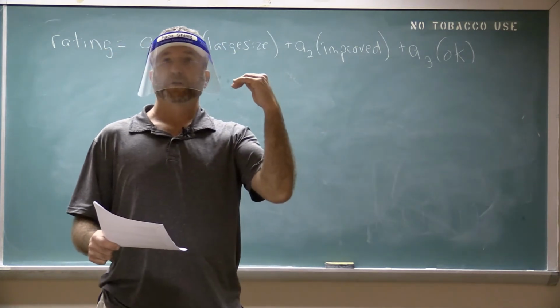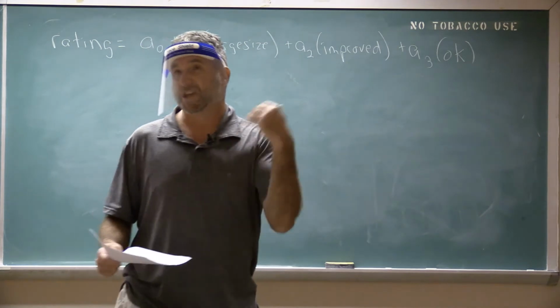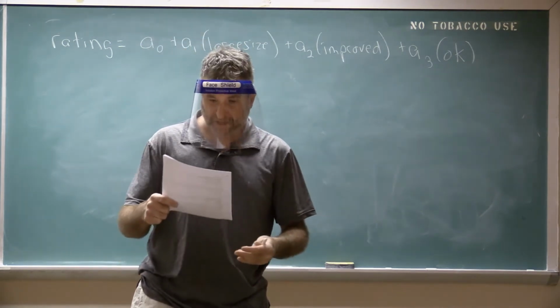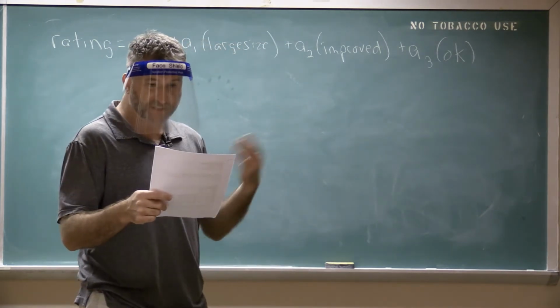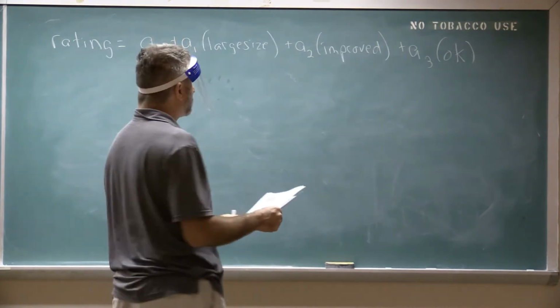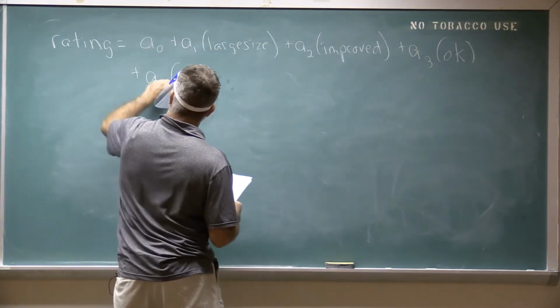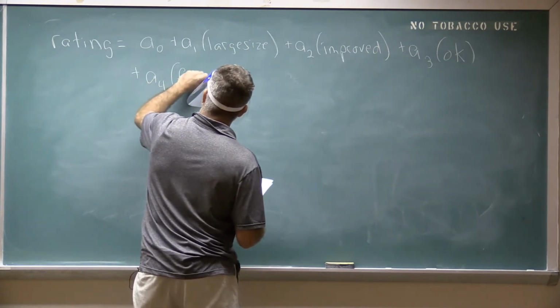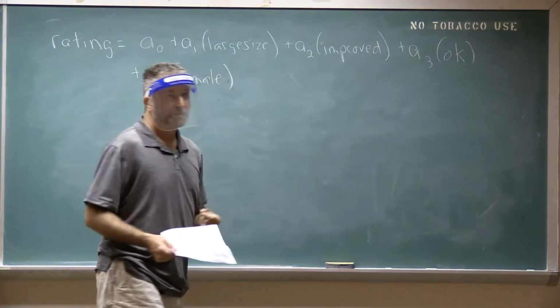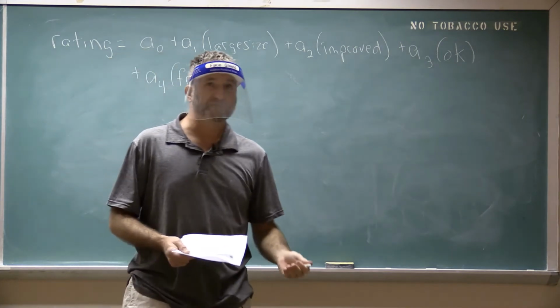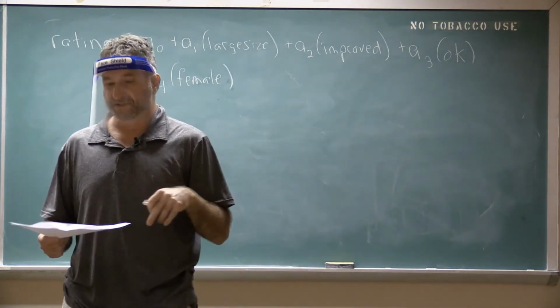But sometimes things about people can help explain their responses. And so I created a dummy variable or indicator variable for female. And so this just equals 1 if the respondent is a female and 0 otherwise.